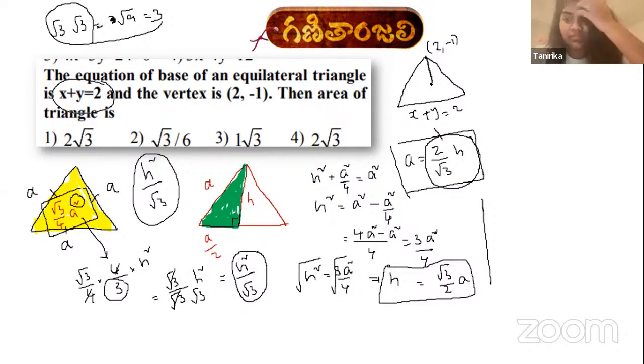Do you remember there is a formula to find this perpendicular distance? Perpendicular distance from the point (2, minus 1) to the line x plus y is equal to 2. Can you tell? Mod of l alpha plus m beta plus n by root of l square plus m square, right? That is nothing but replacing x and y with the x coordinate and y coordinate.